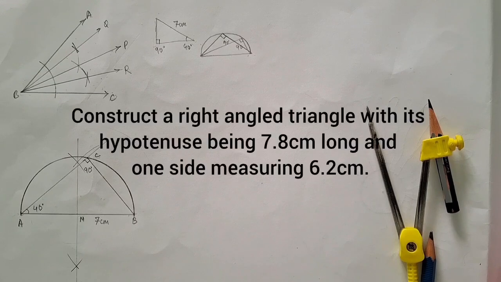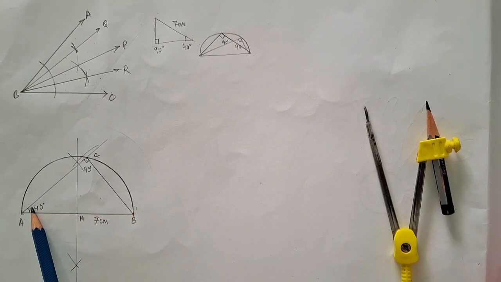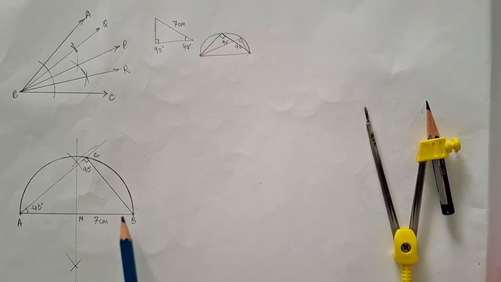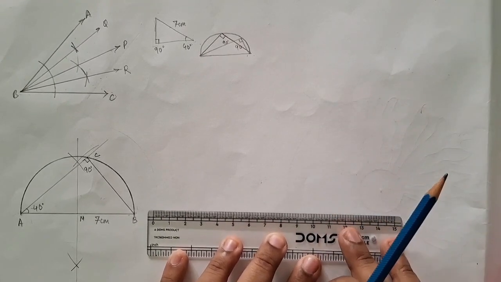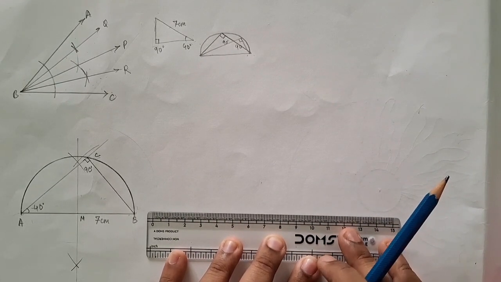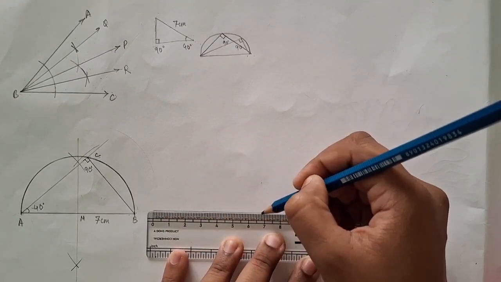Next question, construct a right angle triangle with its hypotenuse being 7.8 centimeter long and one side measuring 6.2 centimeter. So here in the previous question they had given us the measurement of hypotenuse and one angle, but now in this question they have given us hypotenuse and another side. So first I will start with drawing of the hypotenuse as we did in the previous question also. Hypotenuse they have given as 7.8.